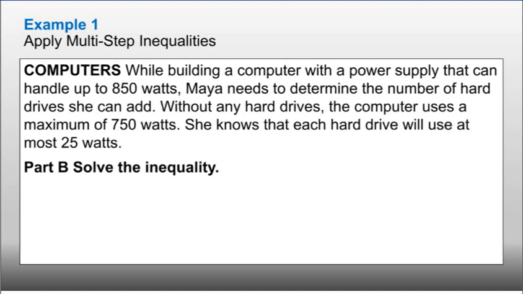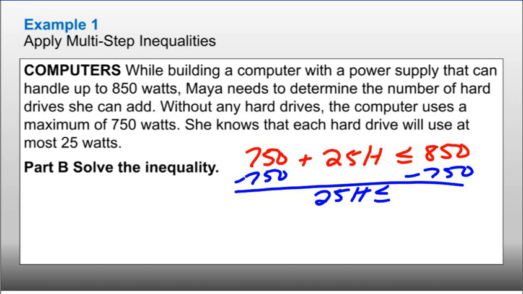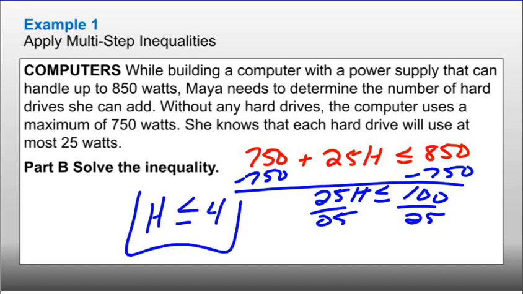Now we need to solve that. So we had 750 plus 25h is less than or equal to 850. To solve, I subtract 750 on both sides. That leaves us with 25h is less than or equal to 100. Get h by itself by dividing by 25. The number of hard drives has to be less than or equal to 4.